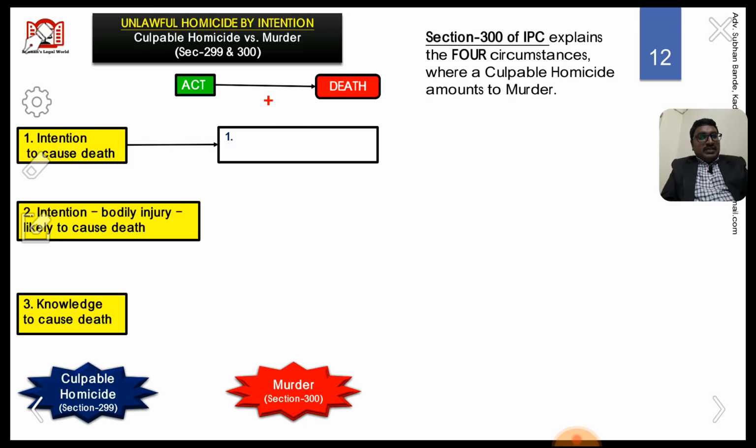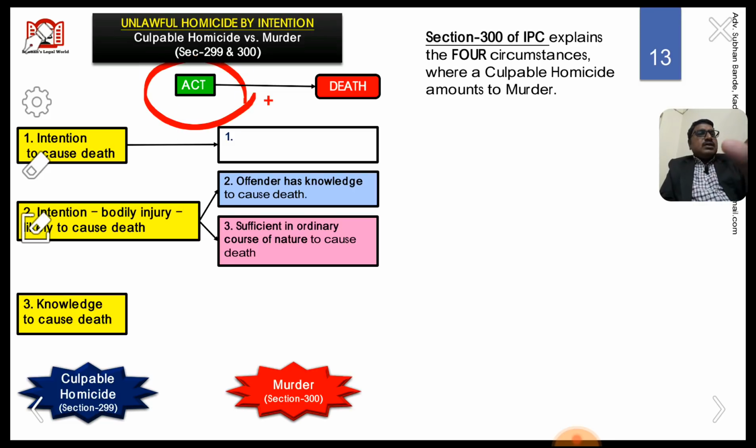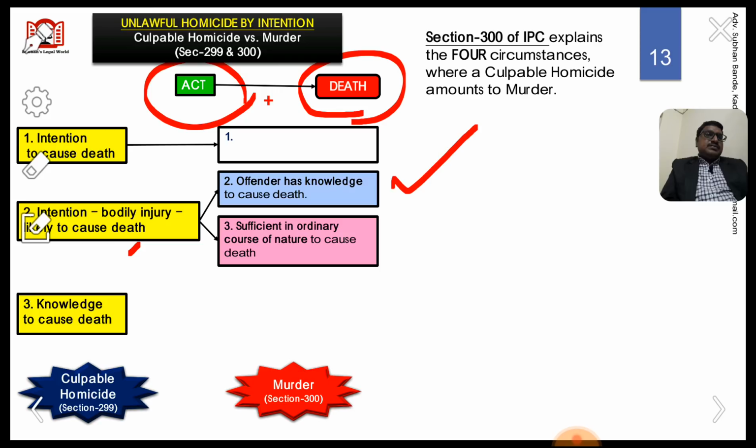Let us see the second circumstance and third circumstance. There must be some act. The act must result in the death of another human being, with the intention to cause bodily injury that is likely to cause the death, and the offender has knowledge to cause death. This amounts to murder.